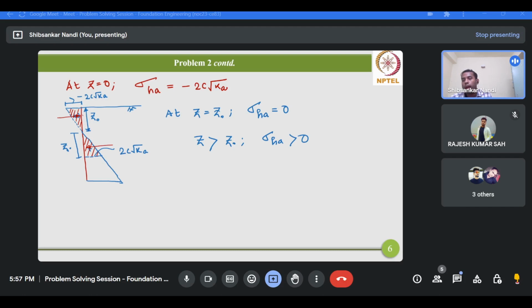So therefore, as there is no pressure on the wall, there is no resultant lateral pressure on this wall, at least for this portion, for a height of 2z0. Now if there is no pressure from the soil on this wall, then there is no need to support this soil.